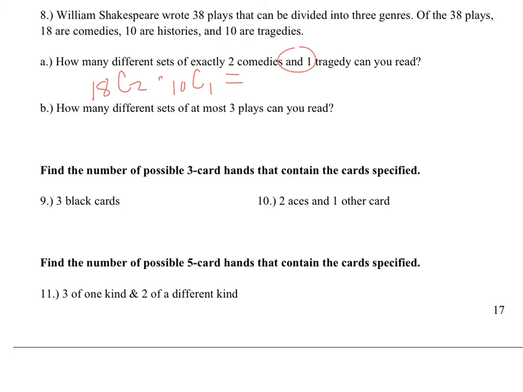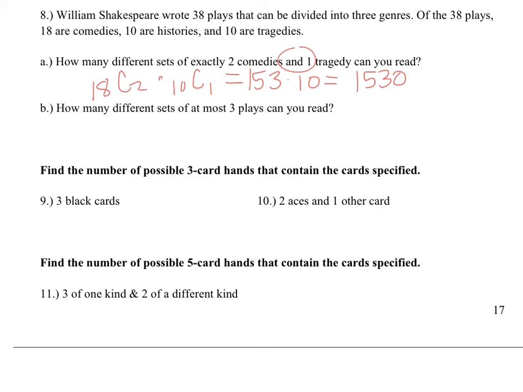And if you type that in, you should get 153 different ways to choose the comedies, times 10 different ways to choose the tragedies, which makes sense. There's 10 options, and we want to choose one of them, so there's 10 ways we could do that. And so you'll get 1,530 different ways that you could read 2 comedies and 1 tragedy.